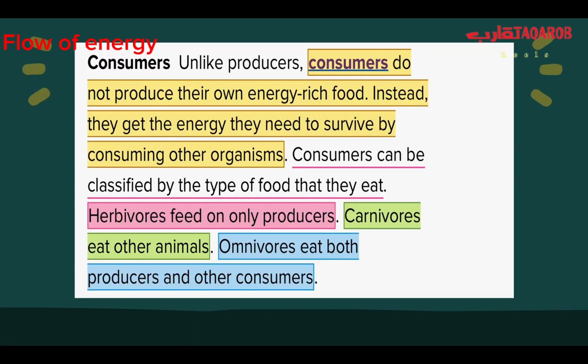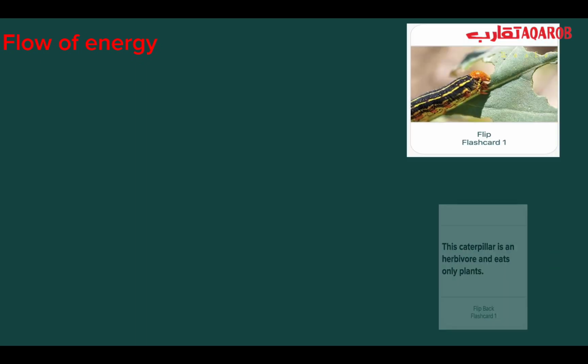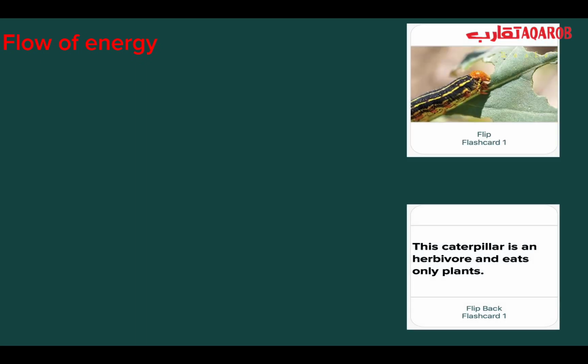Now, what do you think about this caterpillar? Is it an herbivore, omnivore, or carnivore? What do you think? So this caterpillar is an herbivore and eats only plants. Because it eats only plants, which are producers.